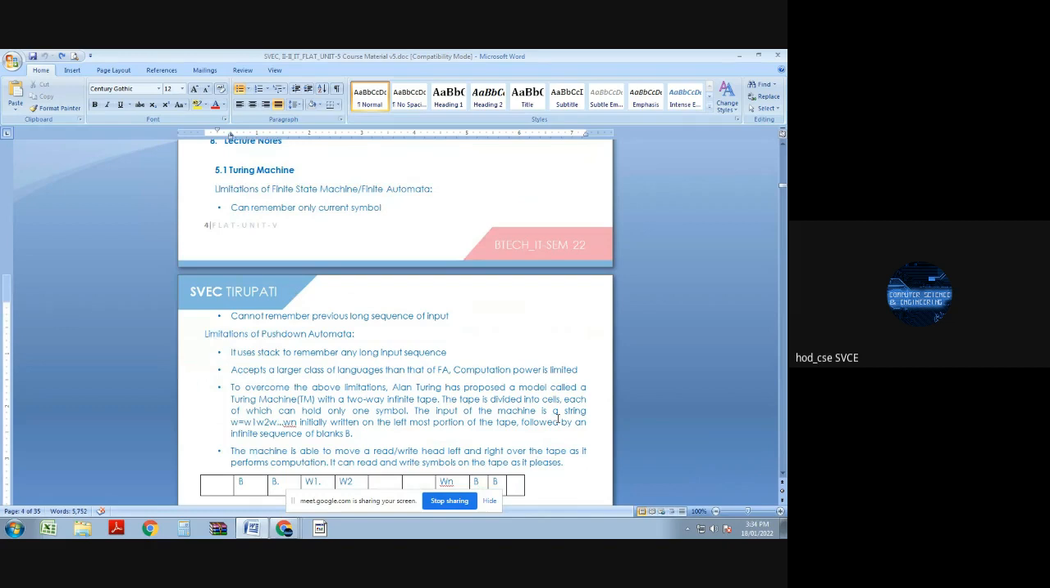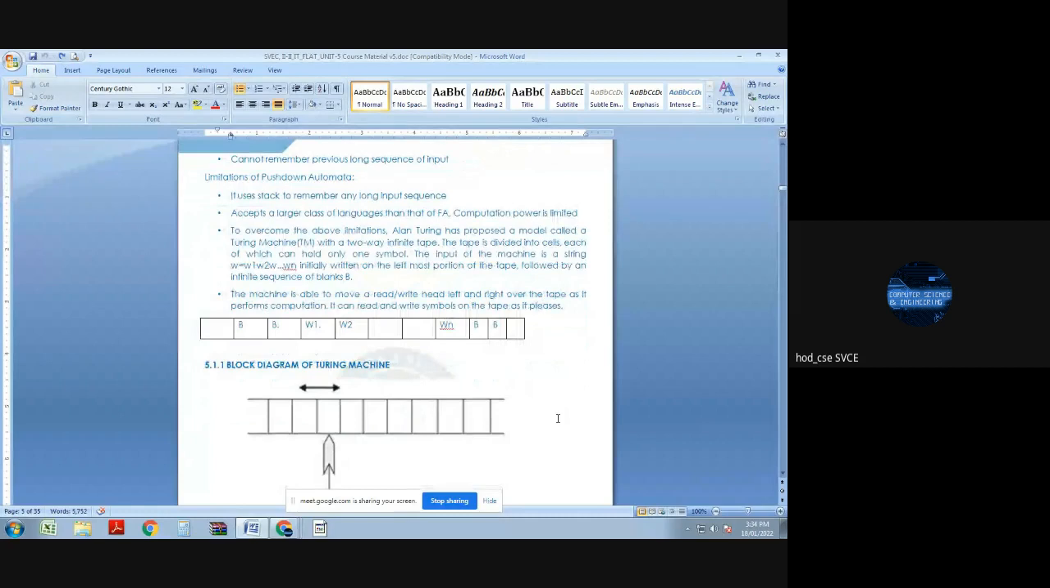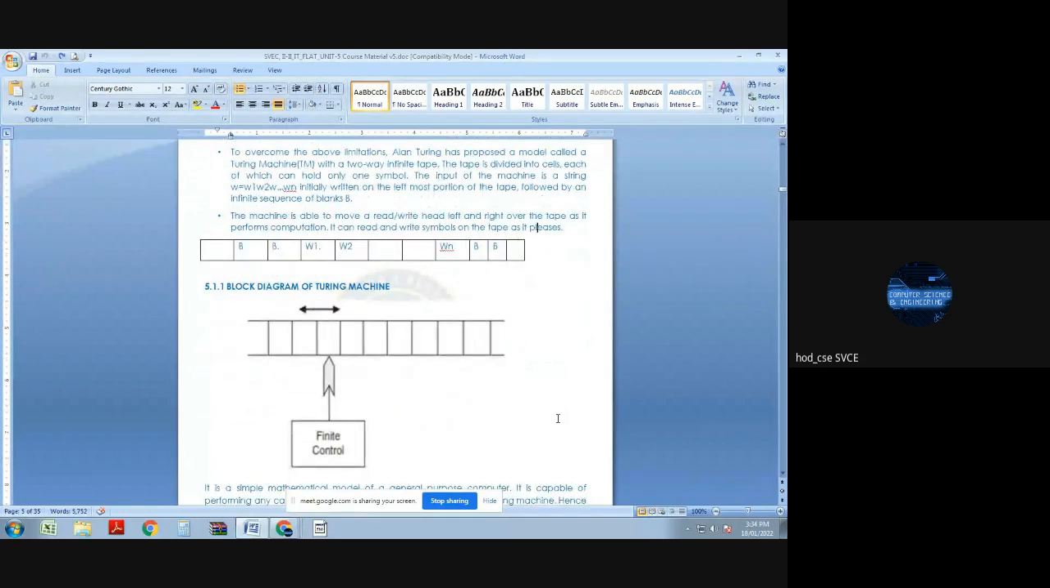So generally, what is the block diagram of a Turing machine? The block diagram will look the same as that of a finite automaton. It will have the tape, one read-write head, and a finite control. Yes, it is the same as finite automata. In Turing machines also we have one tape, the read-write head, and the finite control machine. So these things are common, but where do we get the difference?